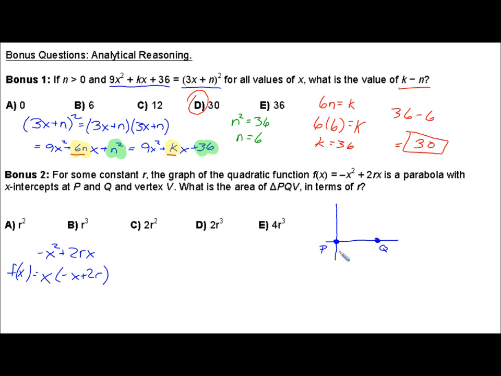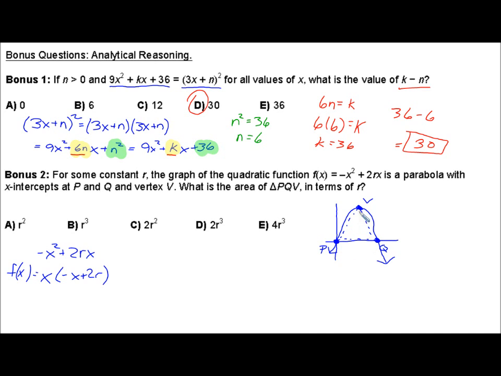It opens downward because of the negative x squared. So this is your parabola. It's poorly drawn, but you'll have to excuse my drawing. The vertex occurs at the value, well, they're calling it V. And what we're looking for is the area of this triangle that I'm going to draw here in dashed lines. We're looking for the area of that triangle.